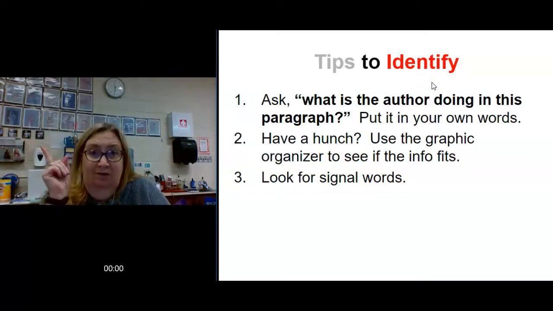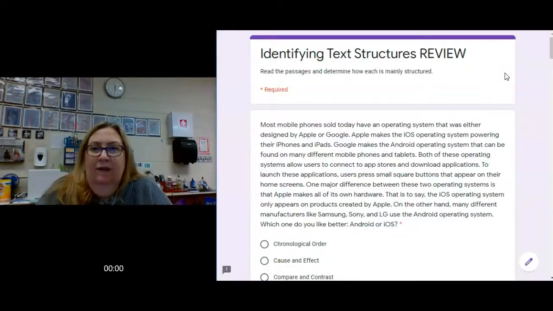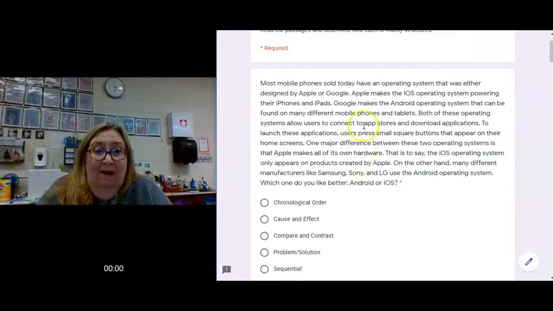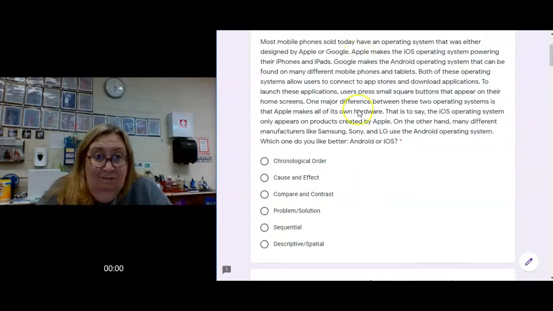All right, let me show you the assignment that you are going to be working on. Your assignment today is called the Identifying Text Structures Review. Most of your paragraphs today are going to be about cell phones, mobile phones, and I've given you a paragraph to read, and then I've put all 6 of the possible text structure types.